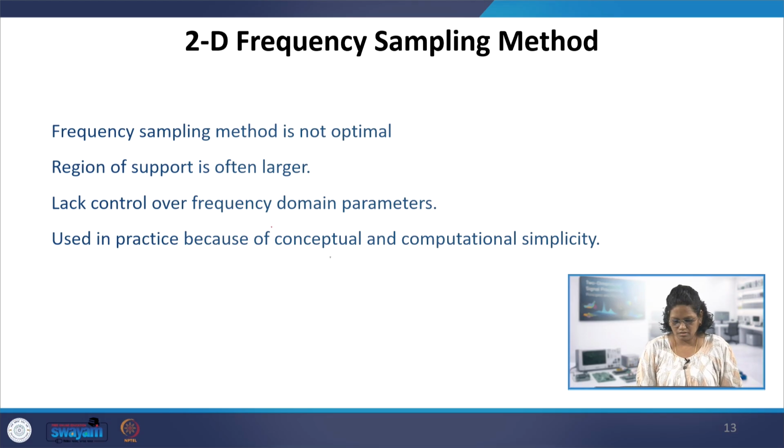In practice, FSF is used because it has fewer computations. Only the summation, so the computational complexity is simple, and conceptually you just say which frequencies are required, around which the resonators can be retained. In that way this is a simple method, but it's not an optimal method compared to the window method. Also, the coefficients required are more compared to the window method for the same specifications.